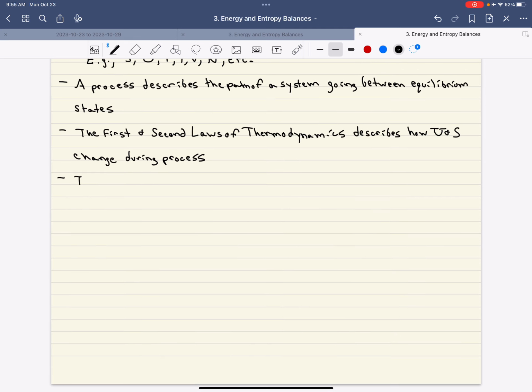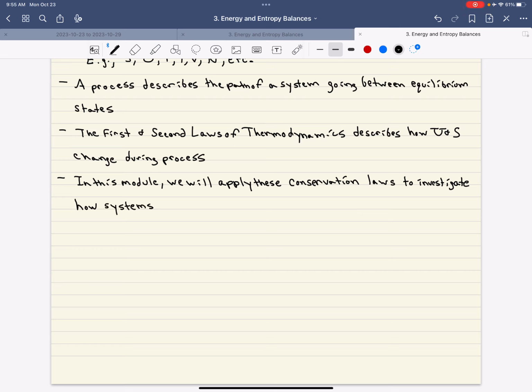So in this module, we will apply these conservation laws to investigate how systems behave during a process.